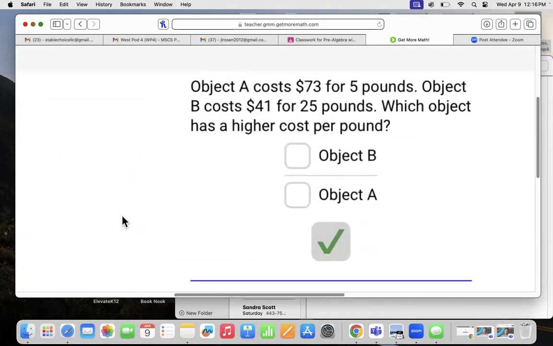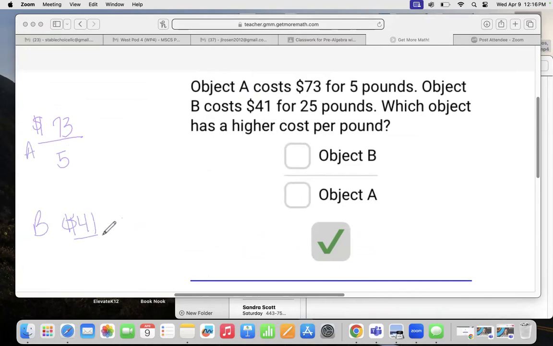Object A costs $73 for 5 pounds. So again, always cost per pound or cost per something. This is A. And B is $41 over 25 pounds. Which object has a higher cost? Okay. So again, fractions are just division.